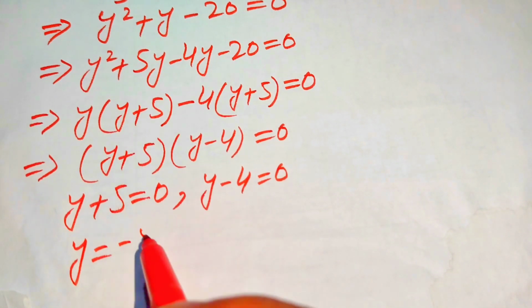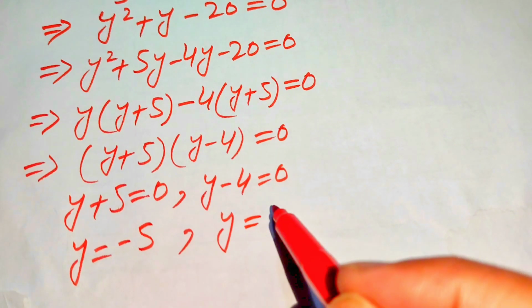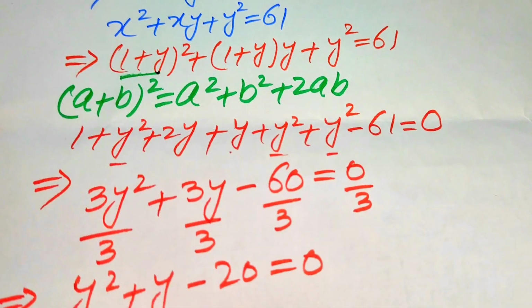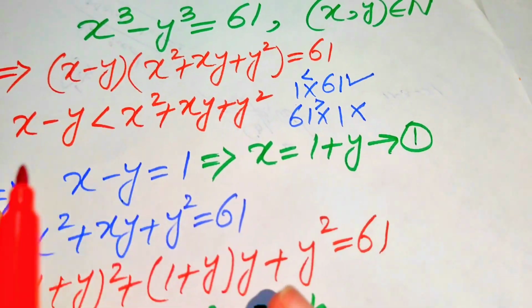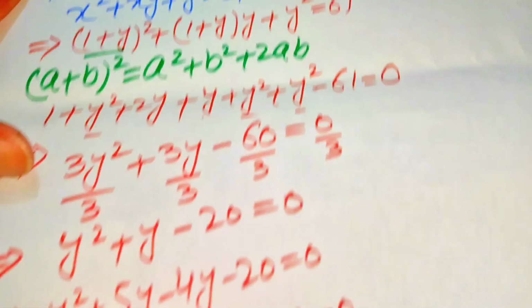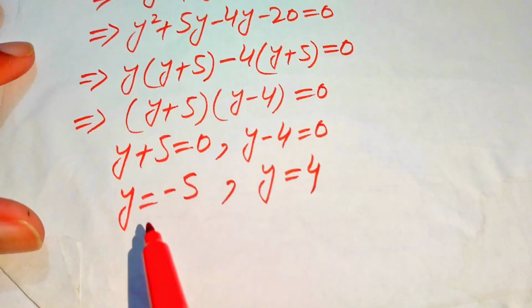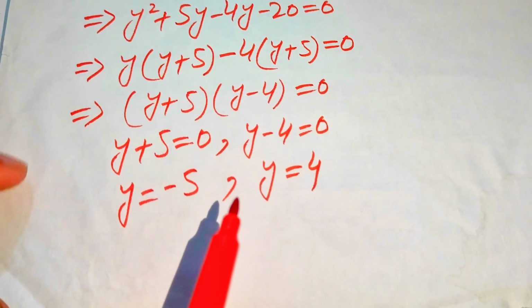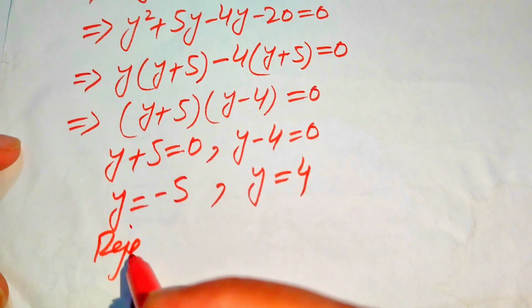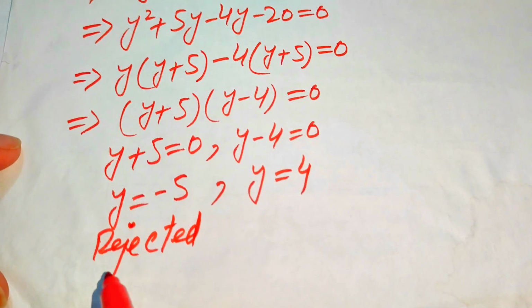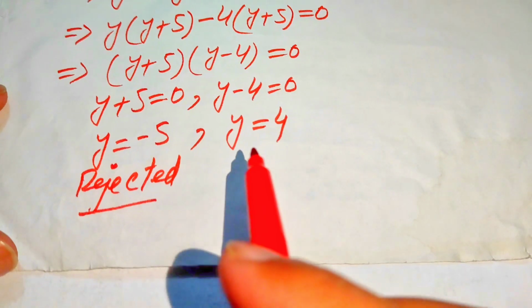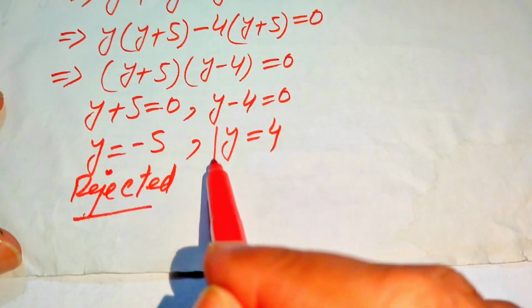In the first case we get the value of y is minus 5, and in the second case we get the value of y is 4. But you see in the given question statement we have the restriction that x and y must be natural numbers. The value of y is minus 5, and you know that minus 5 is not a natural number, so we reject this case and proceed with the value of y equals 4.